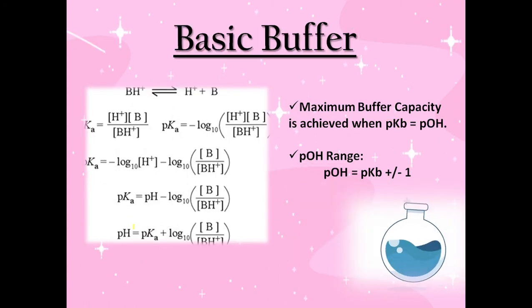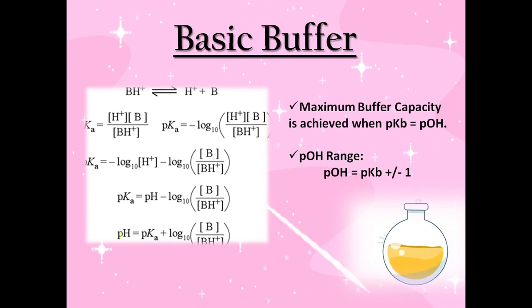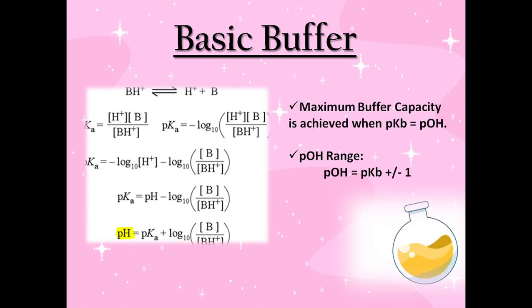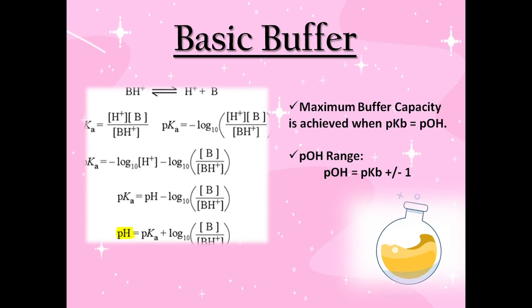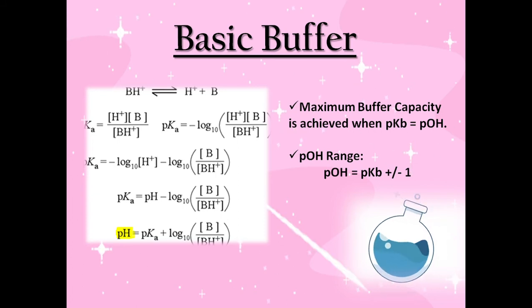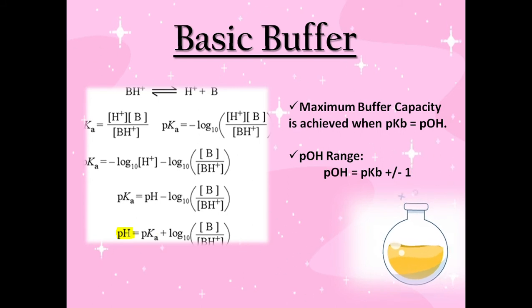And coming to basic buffer solutions, this is the same equation which we derived for the acidic one, so you should remember this. Here, to find pOH, instead of pKa you should put pKb, the dissociation constant of a base. And you can also write pOH is equal to 14 minus pH, and by that also you can get your pOH values.